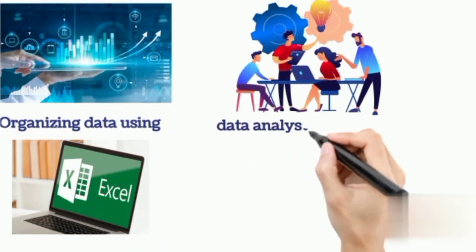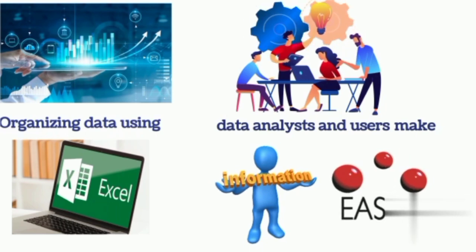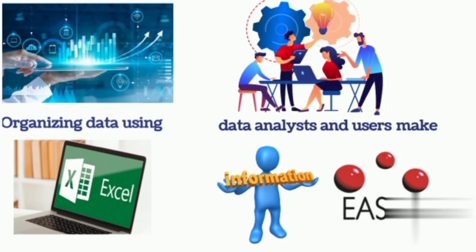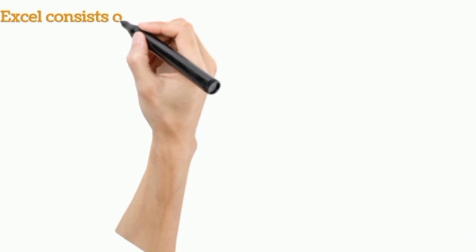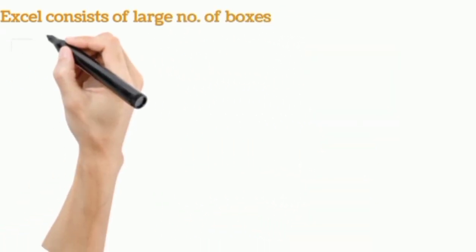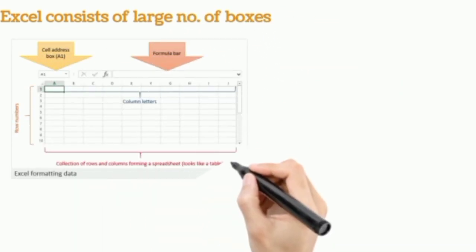By organizing data using software like Excel, data analysts and other users can make information easier to view as data is added or changed. Excel contains a large number of boxes called cells that are ordered in rows and columns. Data is placed in these cells.